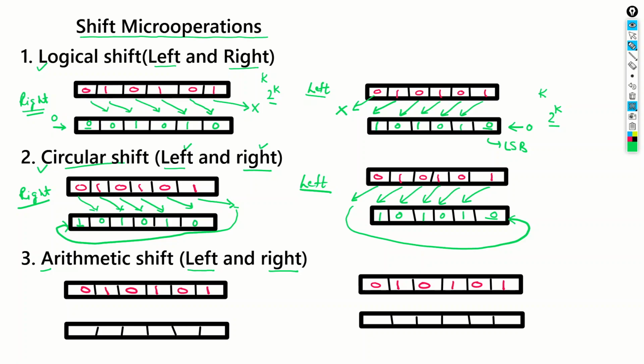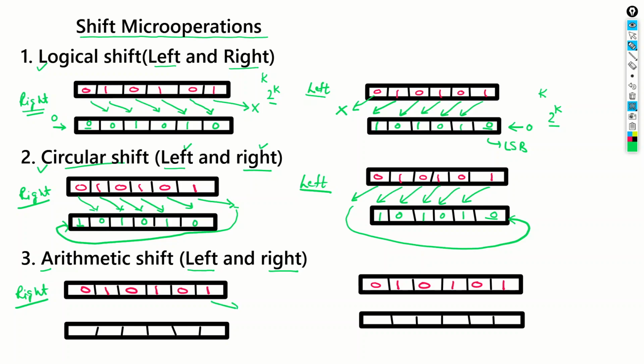right? Now we have another shift operation which is known as the arithmetic shift. It can be left shift or it can be right shift. So first we see the arithmetic right shift operation. So let us suppose the bit string is the same, 0 1 0 1 0 1, right? So in this case the bits will be shifted one bit right.